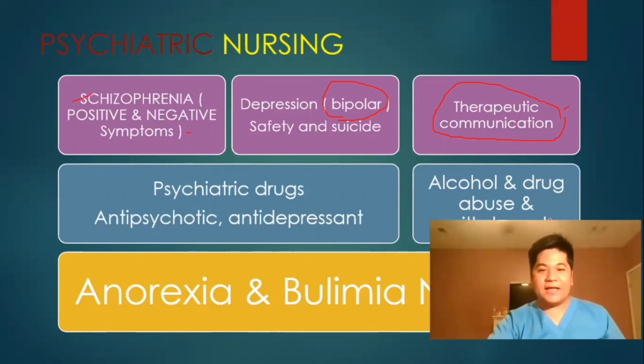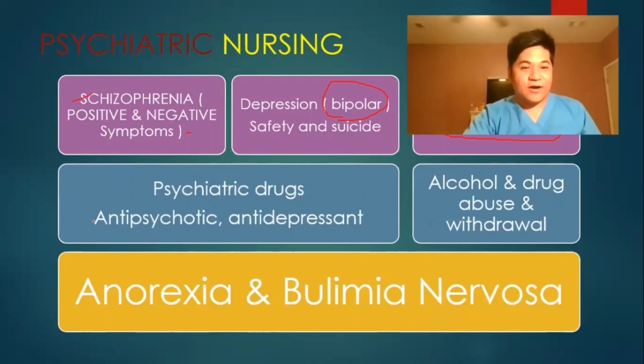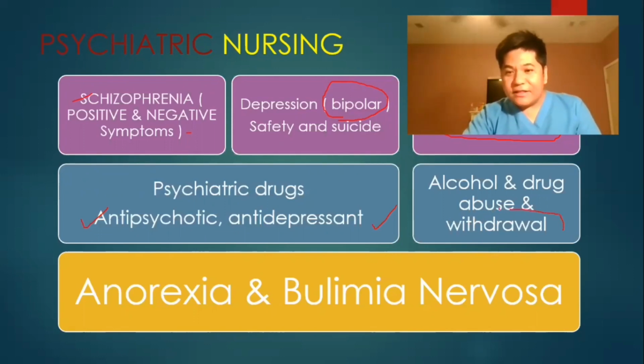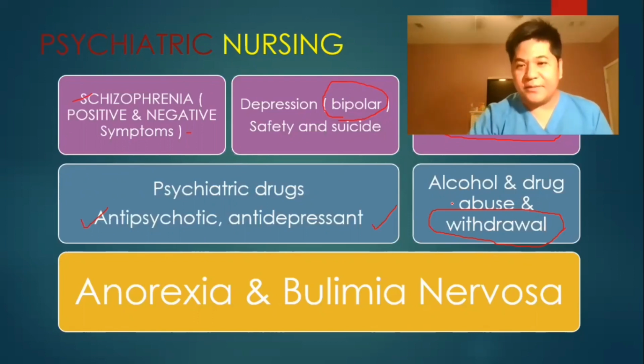Now for psychiatric drugs, their favorites also are antipsychotics and antidepressants. So you need to remember all these drugs. This is always part of the NCLEX. Next is alcohol and drug abuse and withdrawal. Mostly the questions are about withdrawal symptoms when they undergo rehabilitation, so for alcohol and drug abuse.